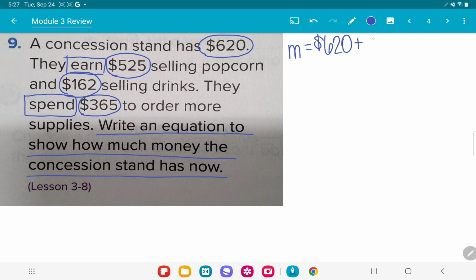They added or earned $525 from popcorn. They earned or added another $162 from drinks. And then they spent $365. So we're going to take that amount away. It just tells us to write the equation to show how much money the concession stand has now. But we could go ahead and solve that.